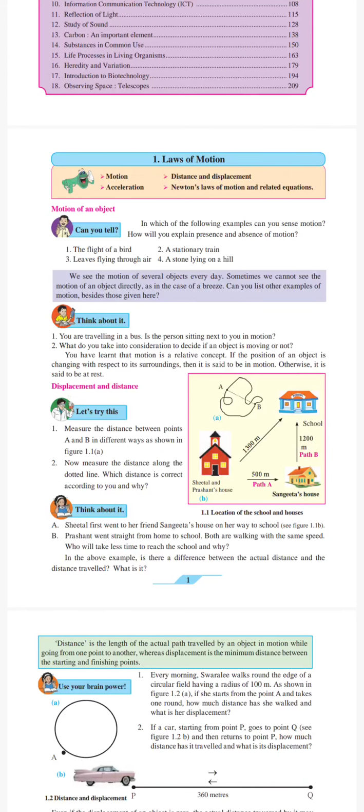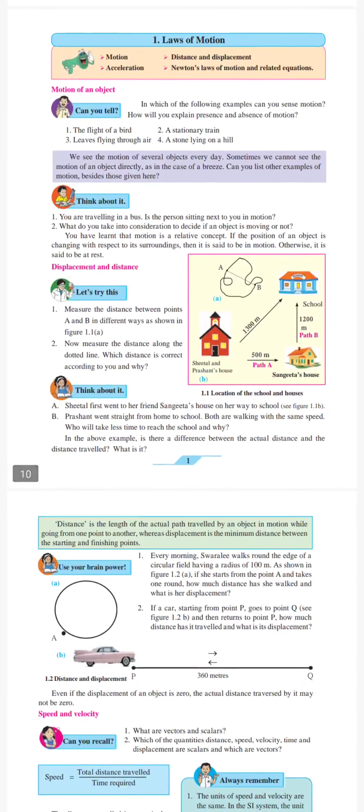Now displacement and distance. If you see displacement and distance, you will think that both are the same thing, but there is a difference that we will see in this chapter. First see figure 1.1, location of the school and the houses. In the figure, Sangeeta's house is there, Seetal's house is there, and then the school is there. First Seetal goes to Sangeeta's house, and then both of them go to the school. But if Seetal directly goes to school, then what is the difference?